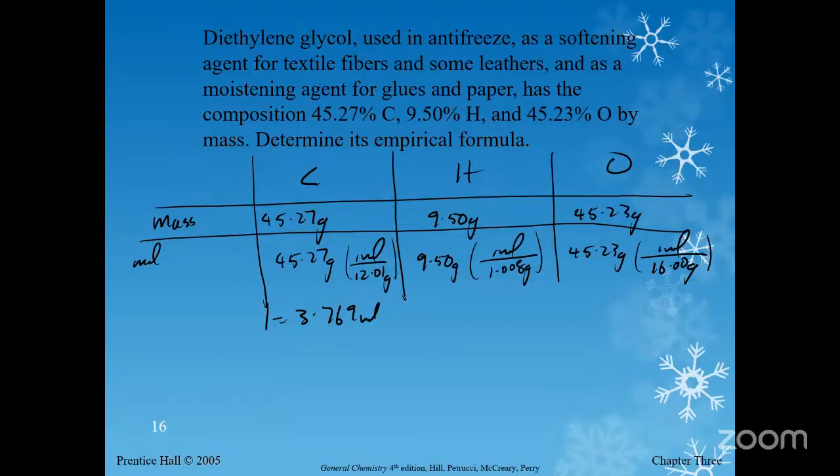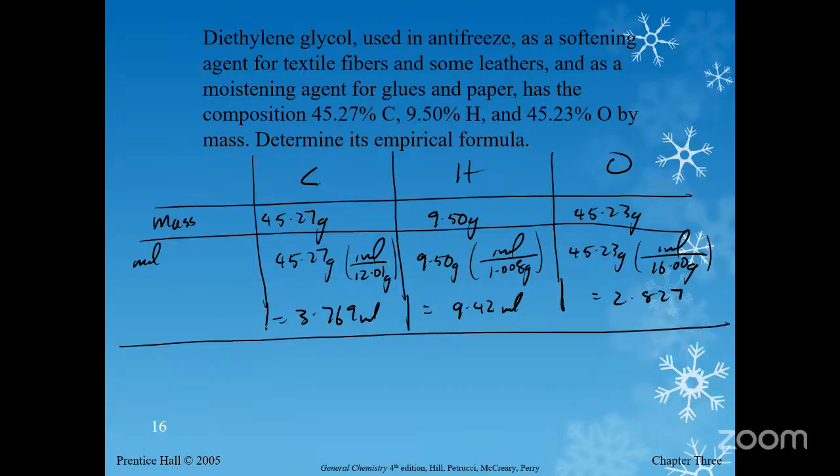moles, all right? And then in the case of hydrogen, 9.5 divided by 1.008. So in this case here, I got 9.42 moles. And then in the case of oxygen, it's 45.23 divided by 16, and that gives 2.827, all right?